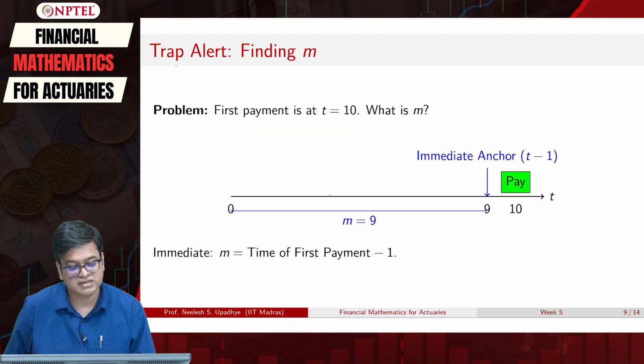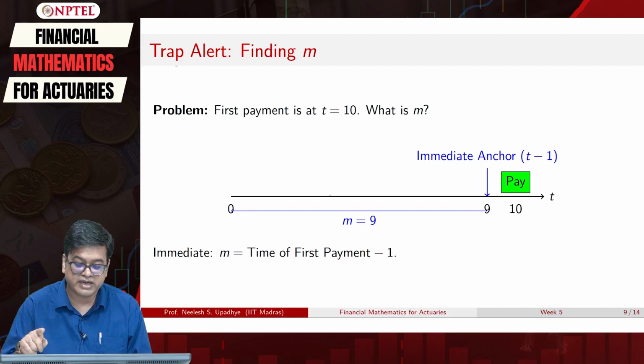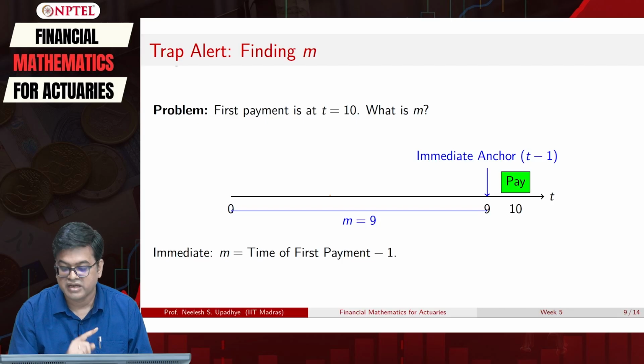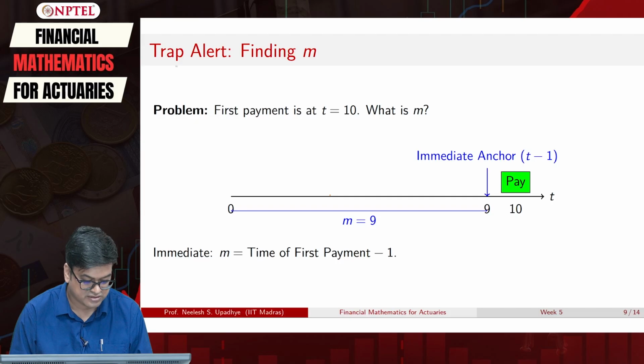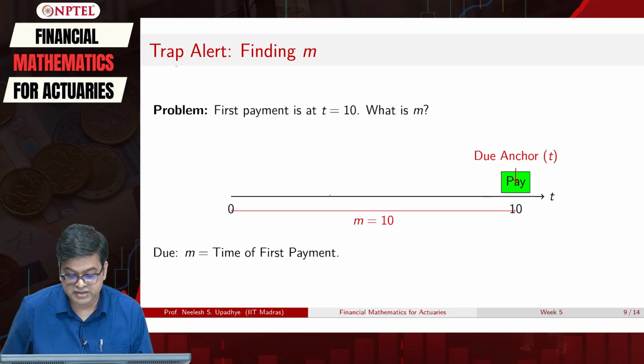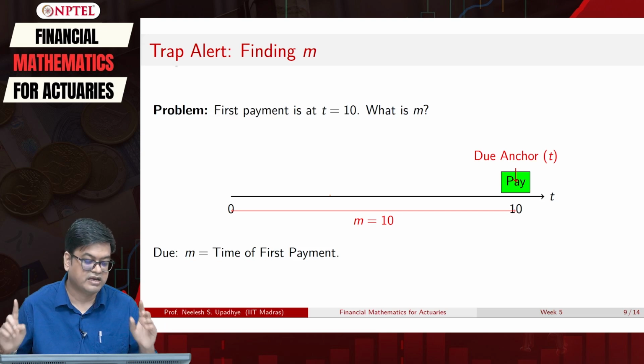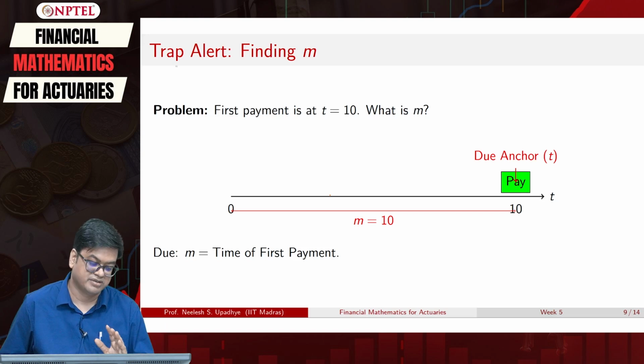So, the trap alert coming next is the first payment at t equal to 10, then what should be the M? If you are looking at immediate, it should be t minus 1, okay, that is the 9th period, and pay at 10th period. Okay, so your waiting time becomes 9 years. Okay, then if you change this to due anchor, your waiting period increases by 1 year. Okay, and M is the time of the first payment. Okay, so that's the difference, nothing else.